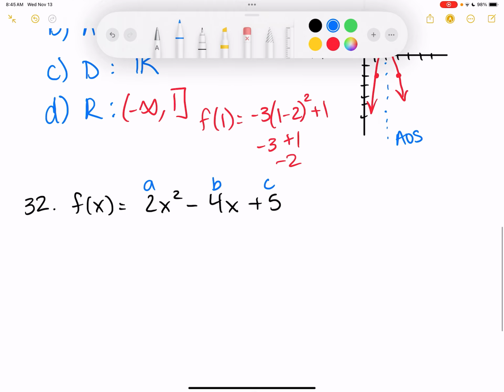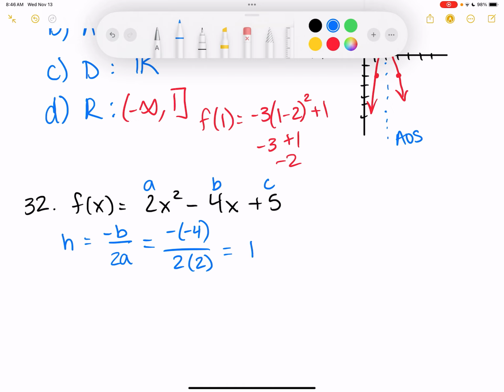So h, which is the x coordinate of our vertex, is equal to minus b over 2a. That should be a formula that you have in your notes. So plugging in, b is negative 4, so negative times negative 4, ultimately that's going to be positive, over 2 times a, which is 2. So that's positive 4 over 4, which is just 1.